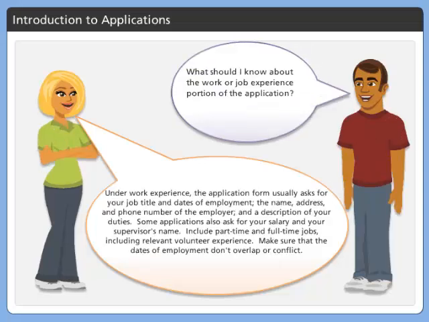What should I know about the work or job experience portion of the application? Under work experience, the application form usually asks for your job title and the dates of employment, the name, address, and phone number of the employer, and a description of your duties. Some applications also ask for your salary and your supervisor's name. Include part-time and full-time jobs, including relevant volunteer experience. Make sure that the dates of employment don't overlap or conflict.